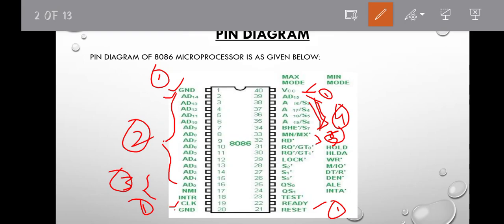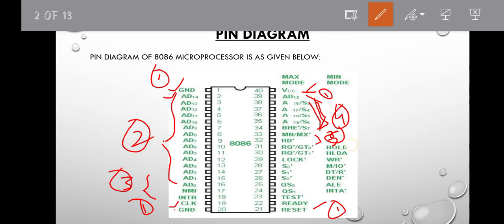In the fifth step we have to remember BHE bar/S7, the minimum or maximum mode pin, and RD bar. This is the fifth step. In the fifth step we have to remember BHE bar/S7, minimum or maximum mode pin, and RD bar. RD bar is used for reading.